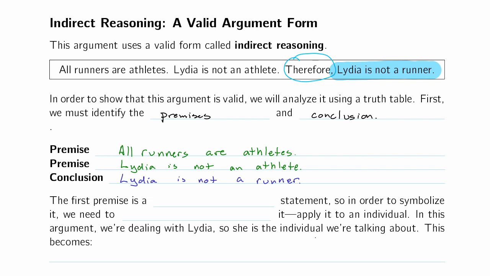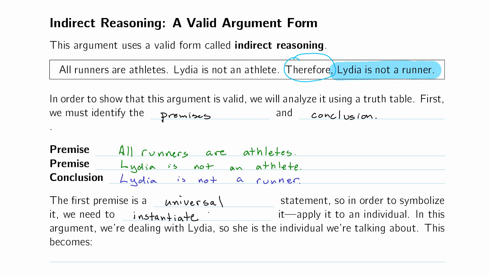Now, the first one of our premises is one of those universal statements that we're already familiar with. It tells us something about the category of runners and the category of athletes. In order to symbolize it, as we've seen before, we have a fancy word, instantiate it. We need to apply it to an individual. Now there's an individual that we're talking about in this argument, namely Lydia.